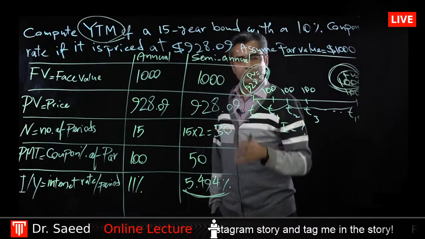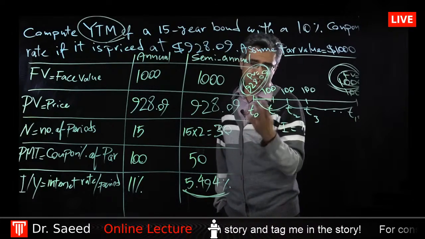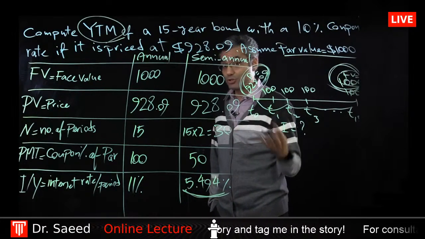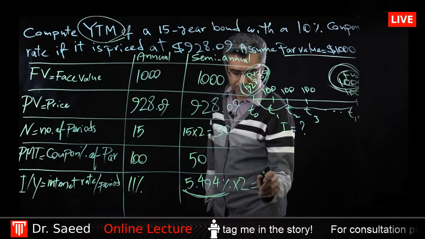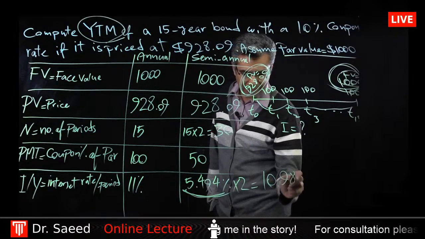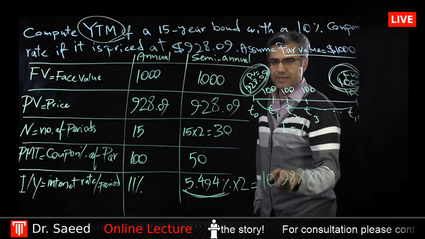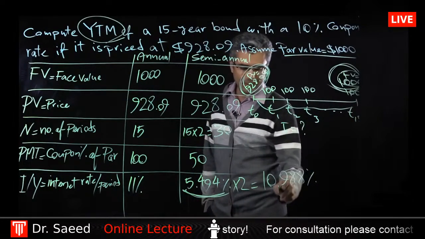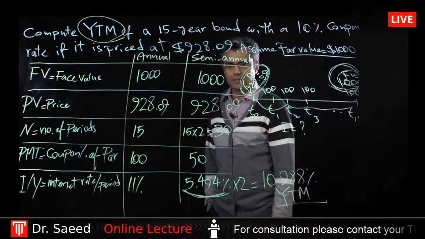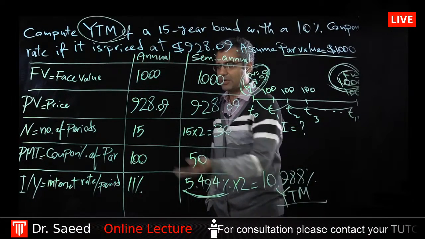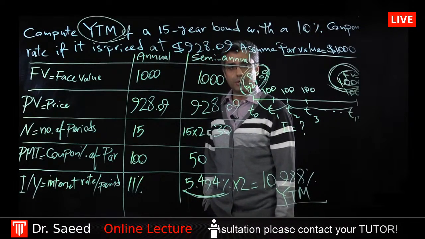But the question asks you yield to maturity. And I'm telling you, yield to maturity is a term we use for interest rate per year. So we need to report the interest rate per year. So this is for 6 months, just multiply it by 2, it's 10.988%. And this is the interest rate per year, or yield to maturity. I name it yield to maturity. Yep, that's all. This is the way we compute yield to maturity for coupon bonds.